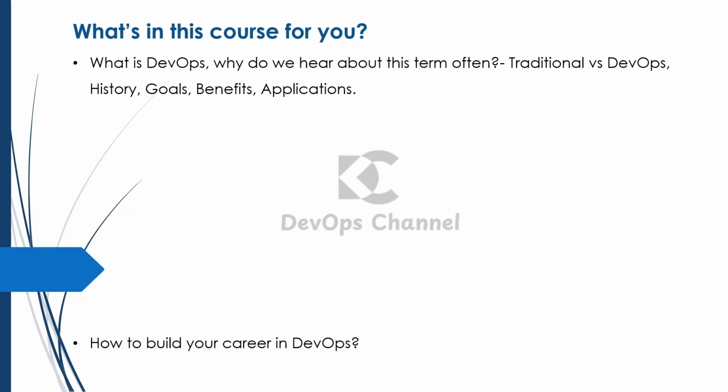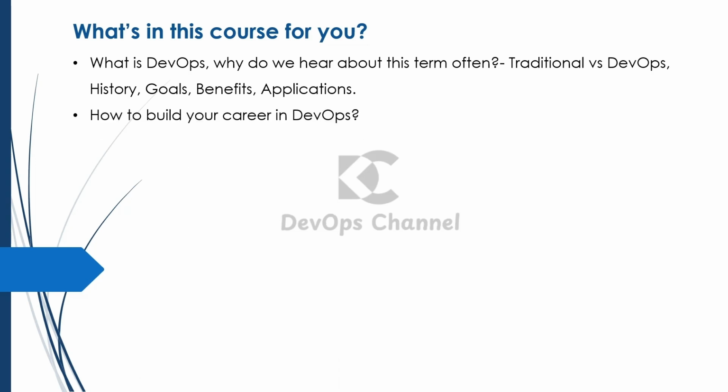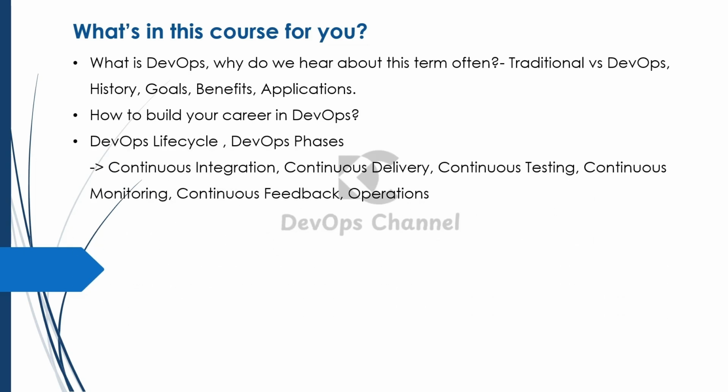Okay. In the next, we will learn about how you can build your own career in DevOps. What tools do you need to learn? Okay. In the next, you will learn about DevOps lifecycle and DevOps phases and 7 C's of DevOps. Okay, so continuous integration, continuous delivery, continuous testing, continuous monitoring, continuous feedback, and continuous operation. Okay, so you will learn about all of these things.